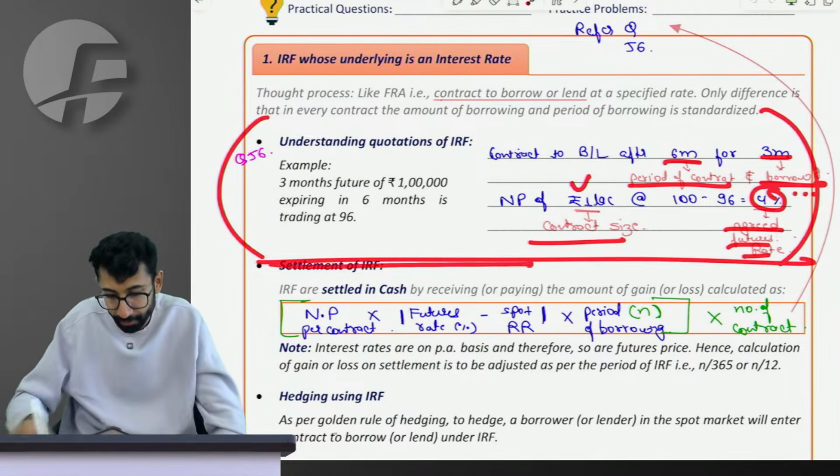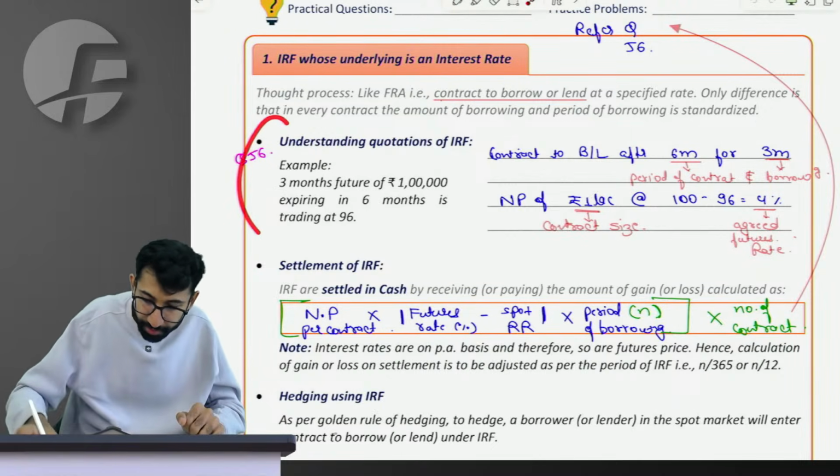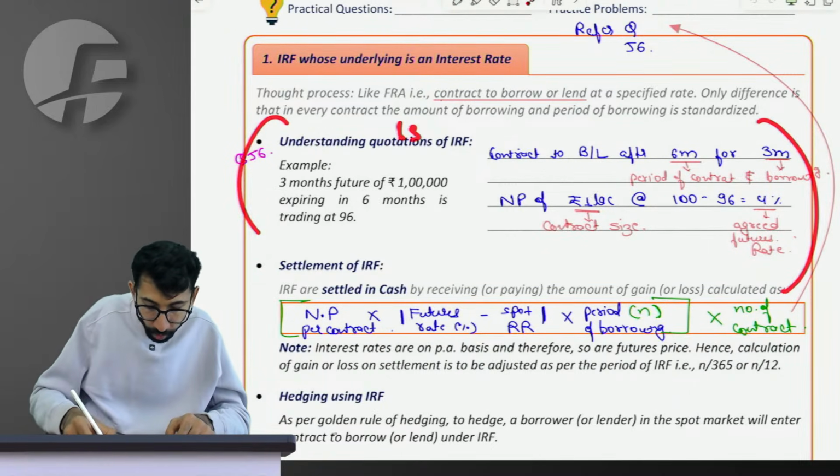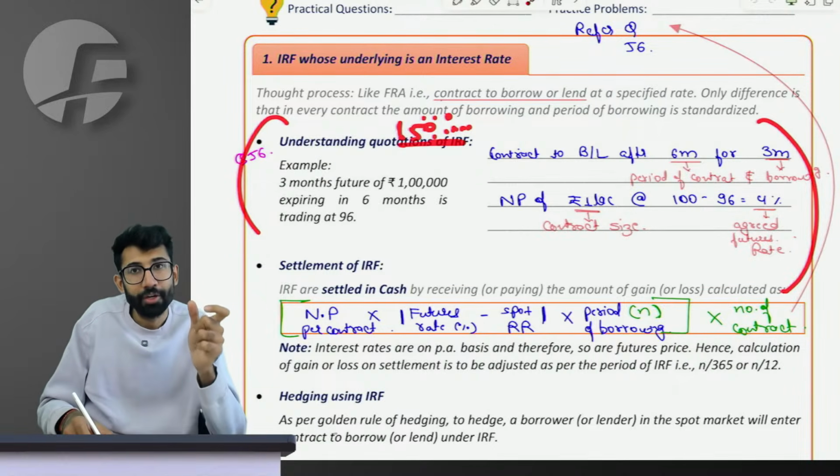The thought process is similar to an FRA. Now the difference. Suppose someone wants to borrow 1,50,000. Do you agree he cannot enter into a contract for 150?